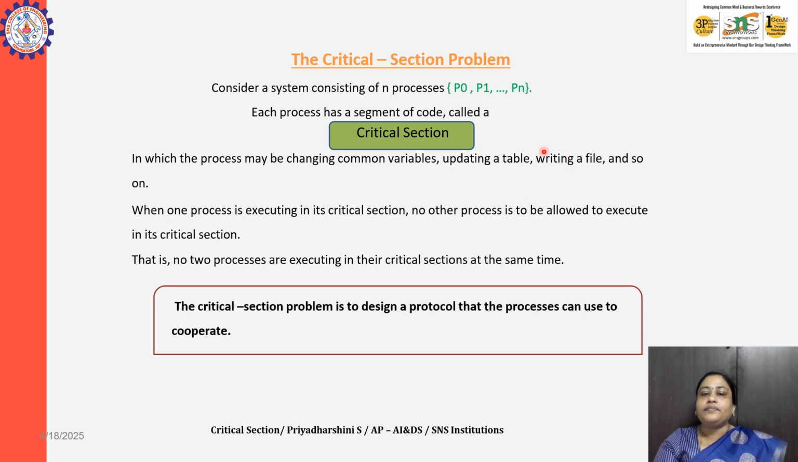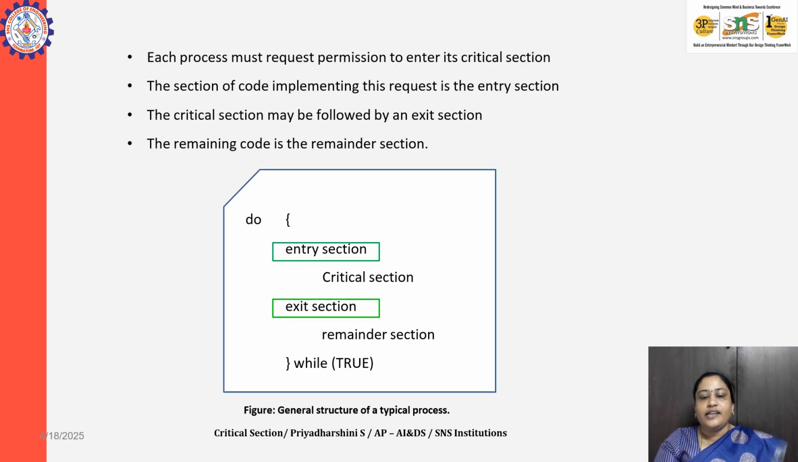At this time, we should ensure that no other process will be executing in the system. That is, when one process is executing in its critical section, no other process is allowed to execute in its critical section. No two processes will be in the critical section at the same time. This is the protocol that the processes can use to cooperate. So this is the general structure of a typical process.